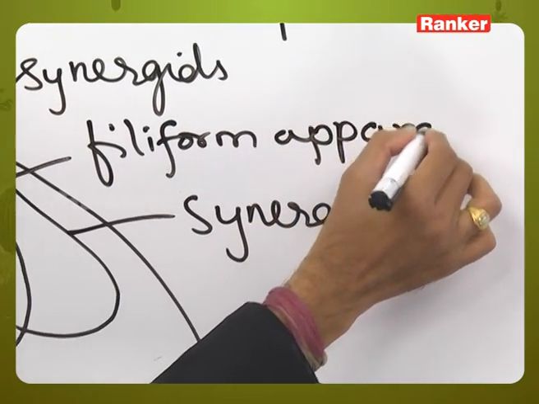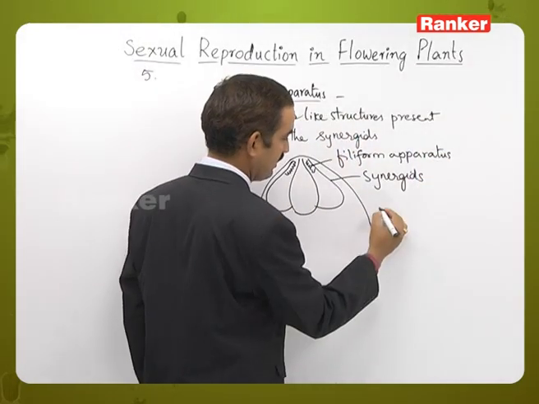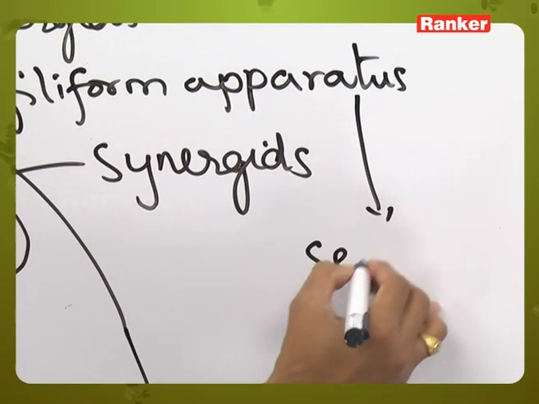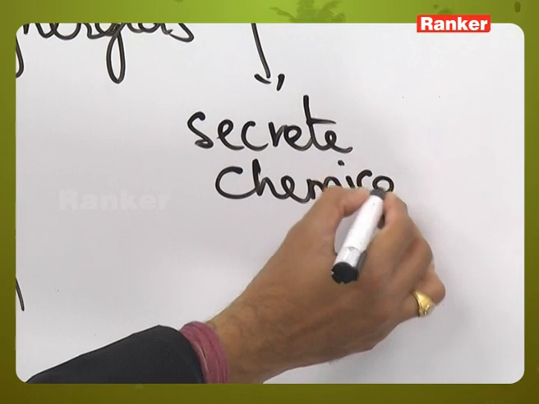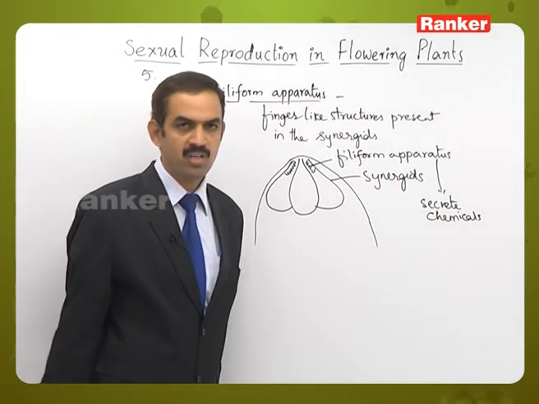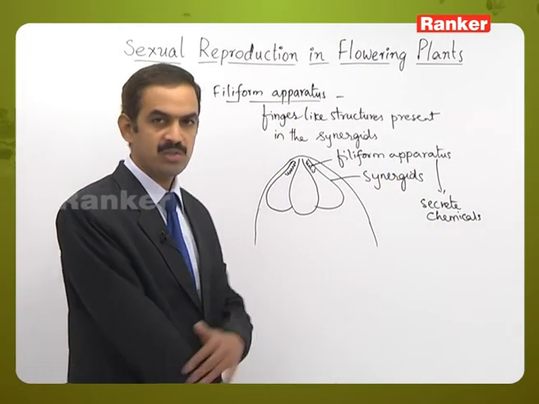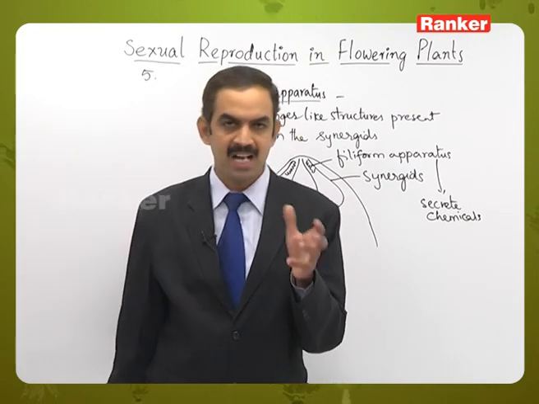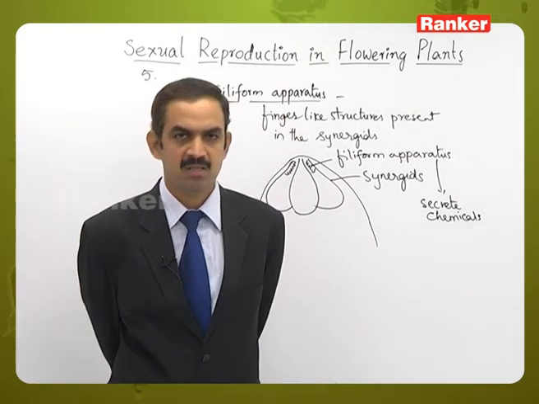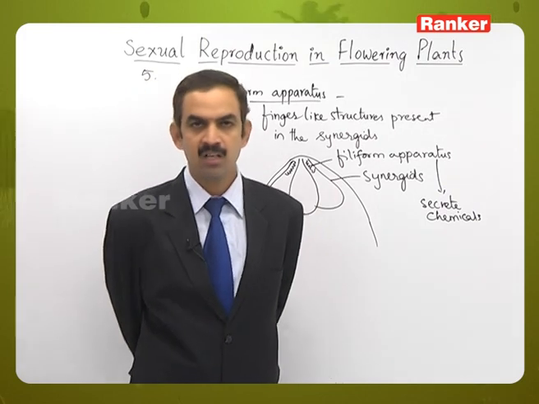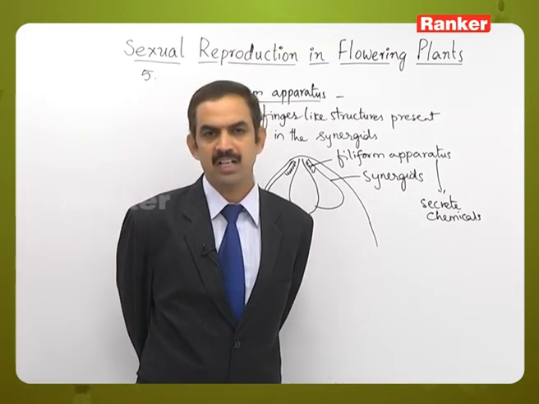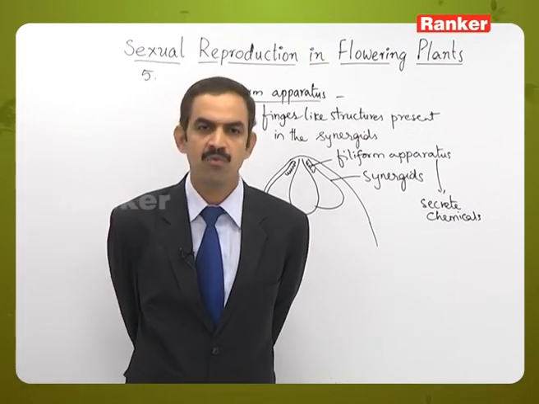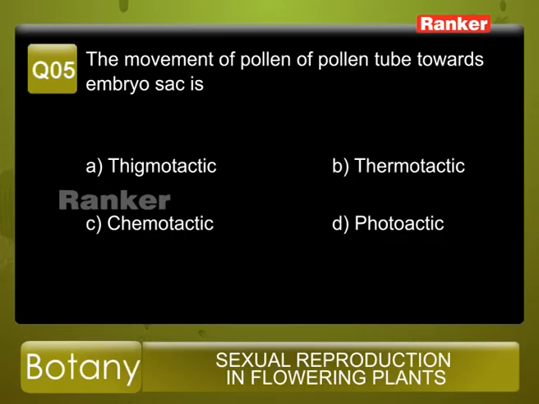and these filiform apparatus will secrete some chemicals. These chemicals are useful for directing the pollen tube towards the embryo sac. That means the pollen tube is attracted because of the chemicals secreted by the filiform apparatus. So this type of movement, because of the chemicals, we can call a chemotactic type of movement. So from the given options, option C is the correct answer.